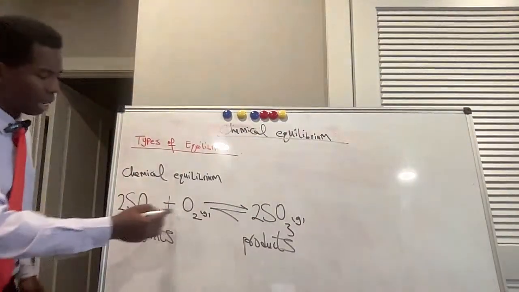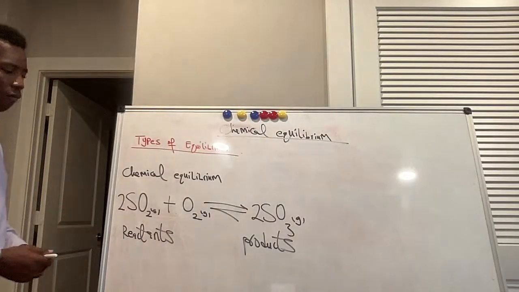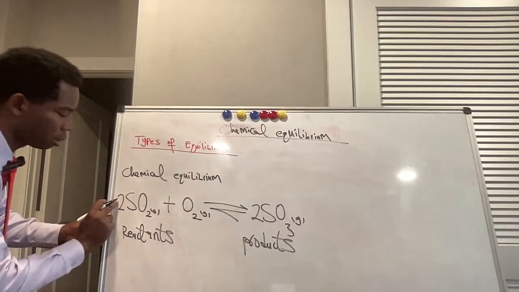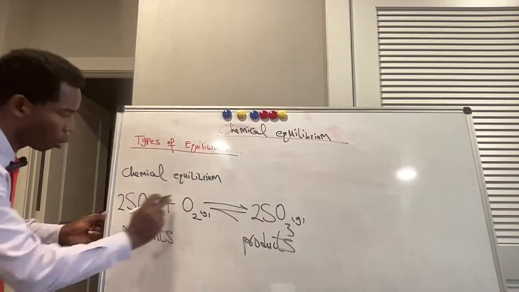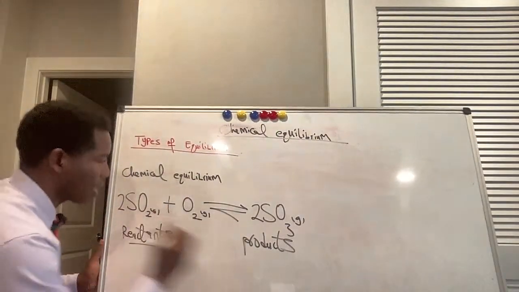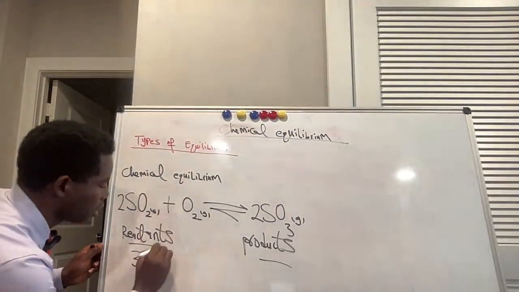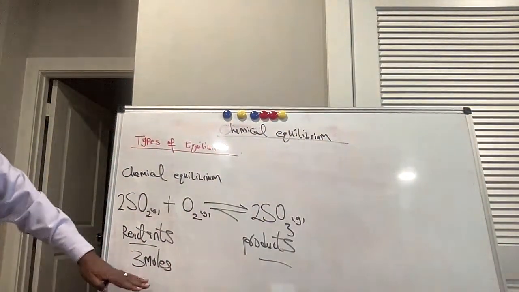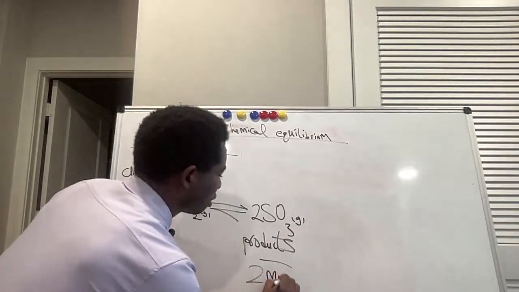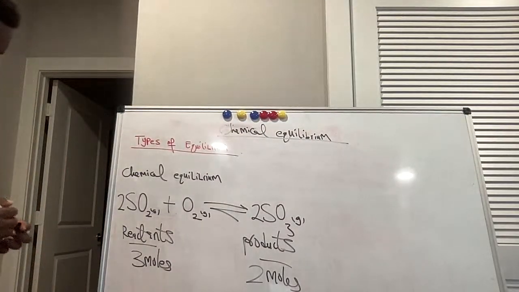There must be different number of moles. We can see we have 1 plus 2 plus 1, which is 3. This is our reactant and this is our product, right? So we have 3 moles in our reactant, and we have 2 moles in our product side.